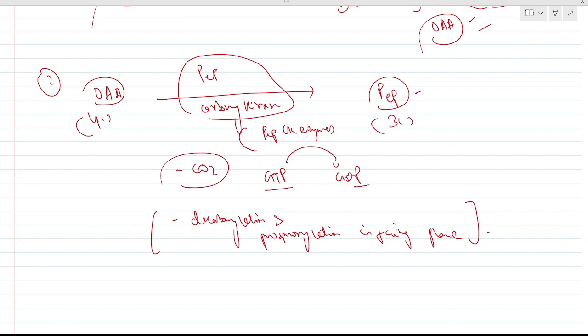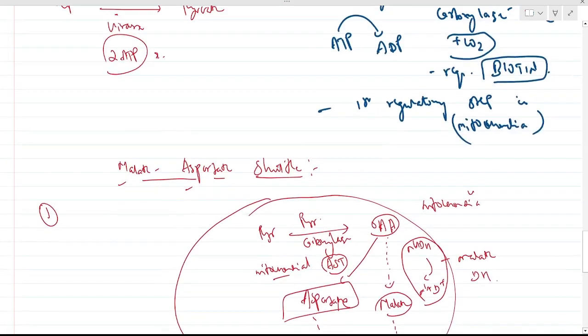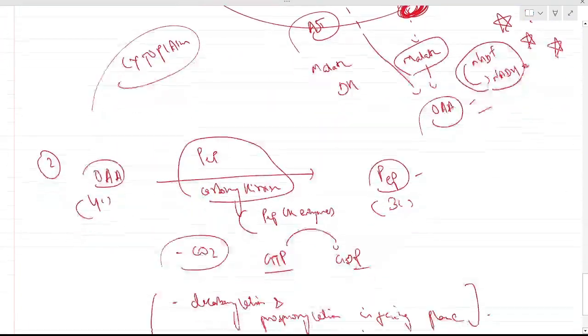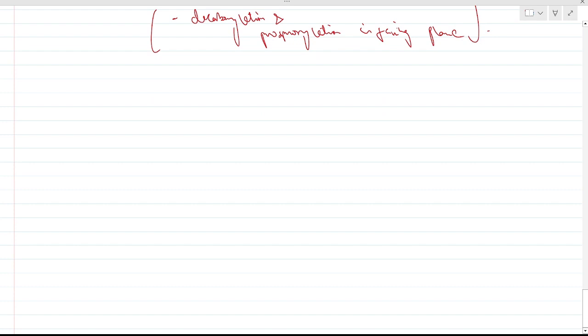So with these two important bypass steps, we will finally go to the irreversible steps of glycolysis and the key enzymes. One of the irreversible steps of glycolysis is formation of fructose 1,6-bisphosphate from fructose 6-phosphate. The enzyme is phosphofructokinase 1. Now this will be reversed here.